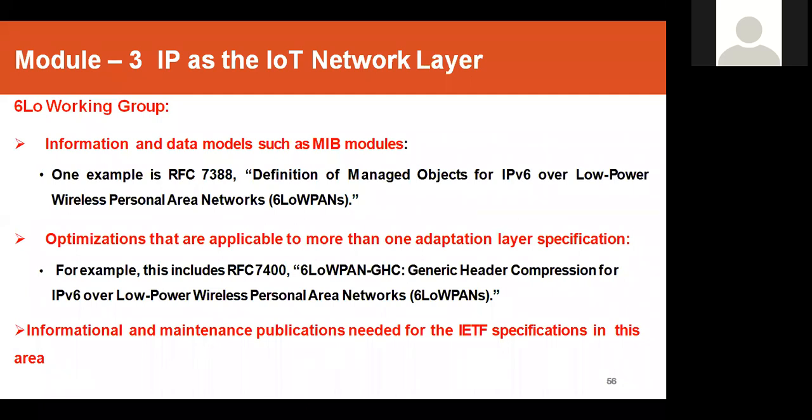I think there are so many things they used. Definition of managed objects for IPv6 over low power wireless, which we discussed already. RFC 7388 is mainly used in this category. And we have to think about even optimizations that are applicable to more than one adoption layer specification. For example, it includes RFC 7400 in that category also. And information and maintenance publications needed for the IETF specifications in this area also.